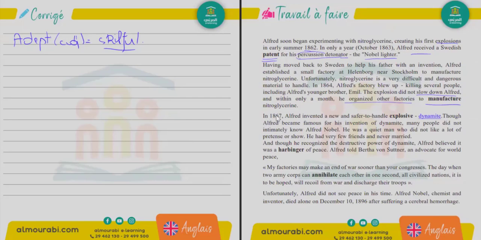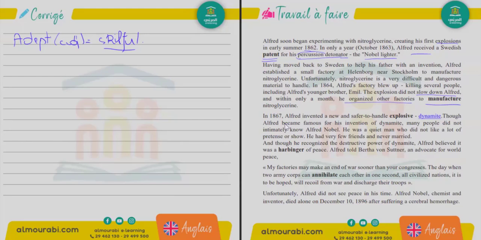In 1867, Alfred invented a new and safer to handle explosive, dynamite. Though Alfred became famous for this invention, dynamite, many people did not intimately know Alfred Nobel. Intimately, yeah.